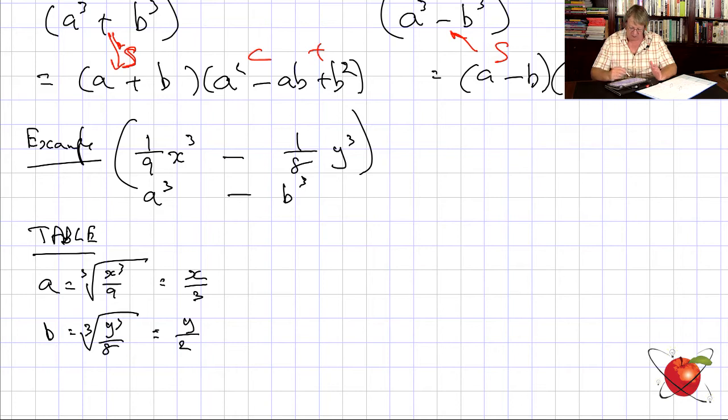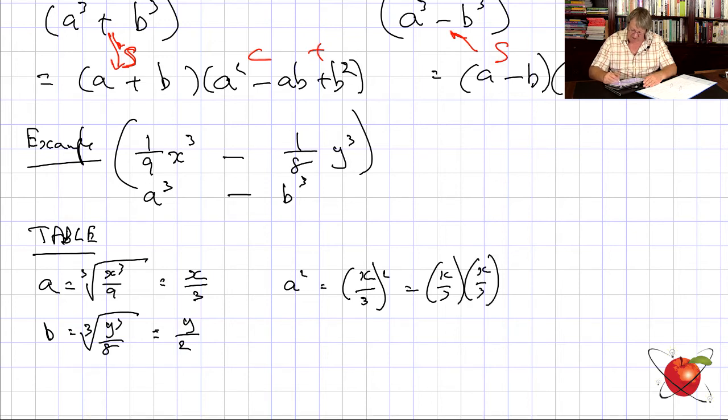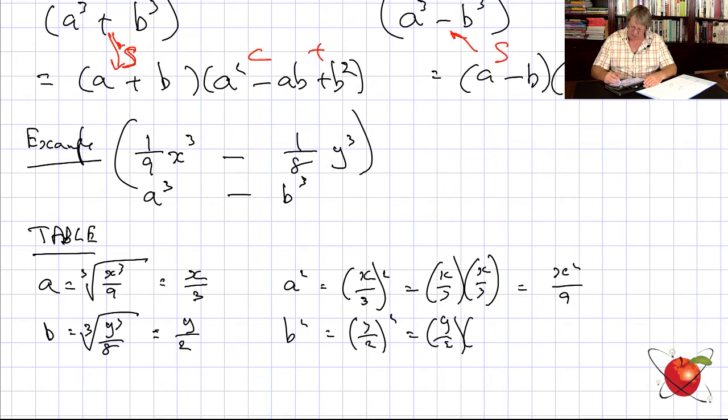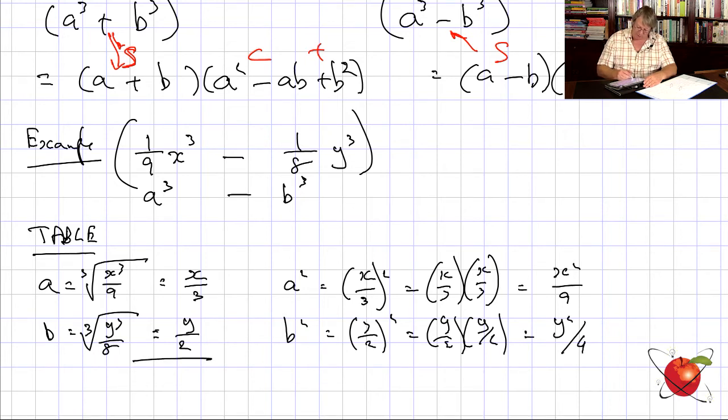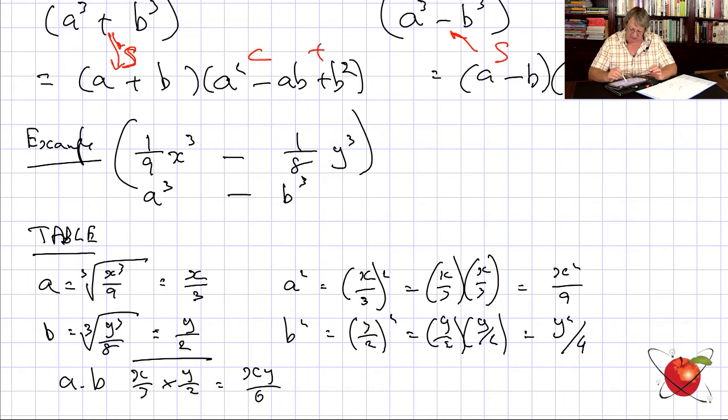What is the next? Okay, then we say a squared is going to be x over 3 all squared, which is x over 3, x over 3. I always do it like that, x squared over 9. Then I'm doing b squared here, is y over 2 all squared, which is y over 2, y over 2, which is y squared over 4, right? Lastly, I find out what a times b is. It's x over 3 times y over 2, which is xy over 6. Right, now let's just see, let's go through the method again, shall we?